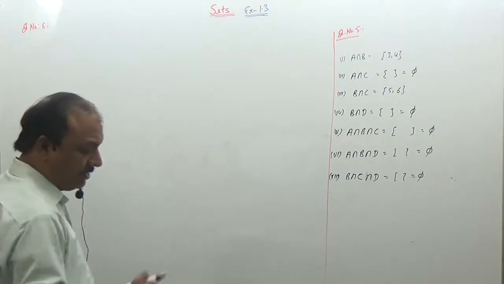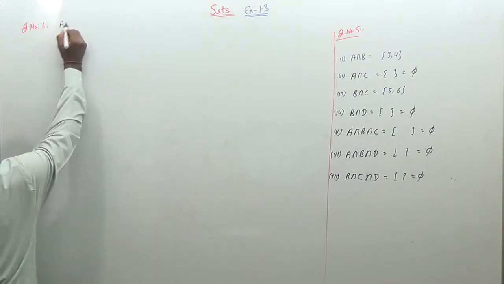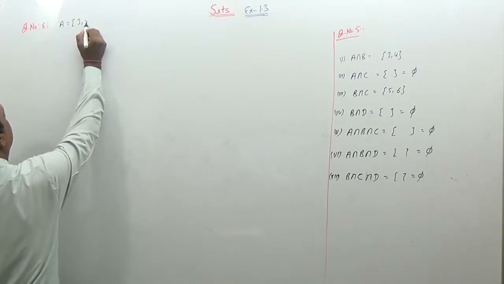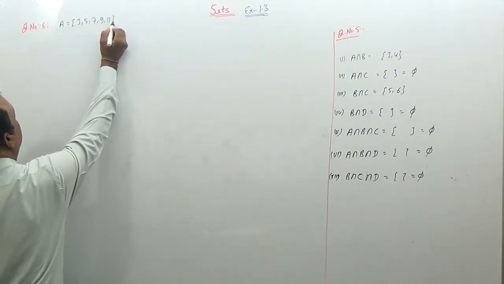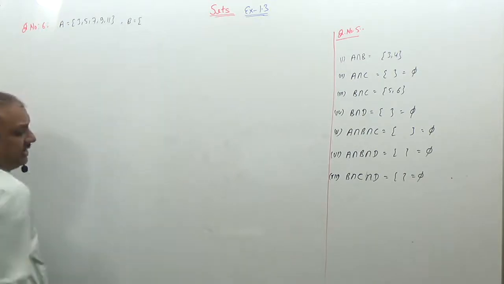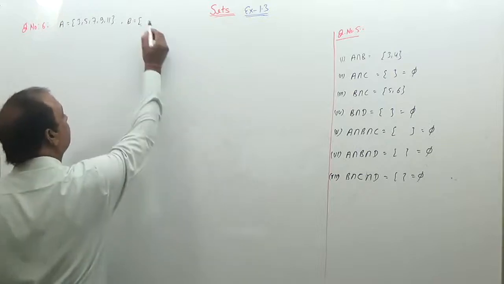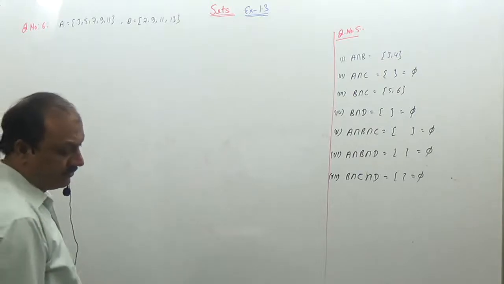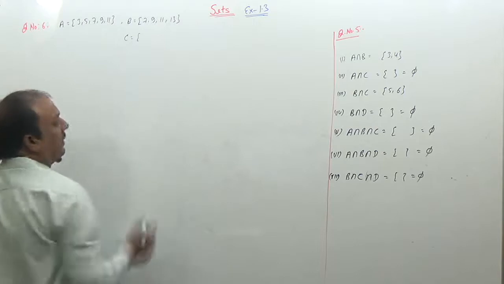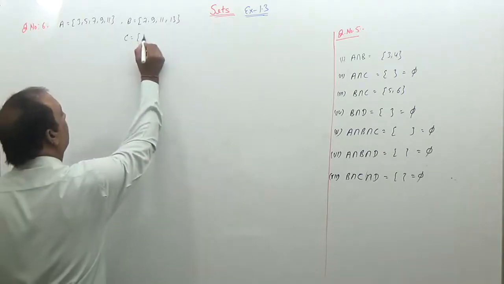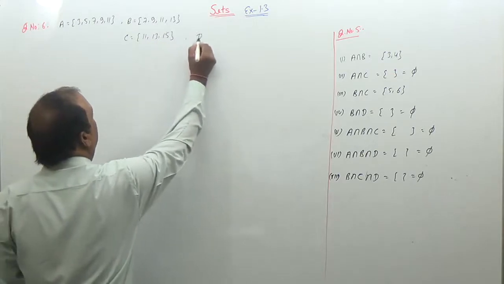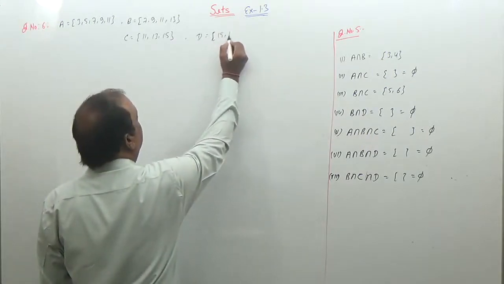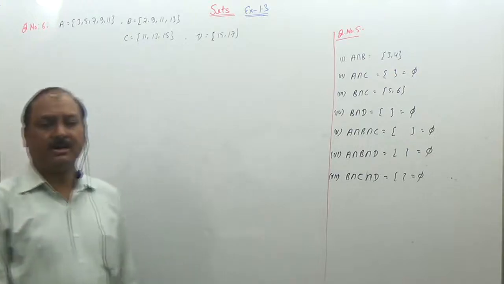In this one, set A contains the elements 3, 5, 7, 9 and 11, and set B contains the elements 7, 9, 11 and 13, and there is a set C which contains the elements 11, 13 and 15, and there is a fourth set D which contains the elements 15 and 17. Write down the answers of the following questions.